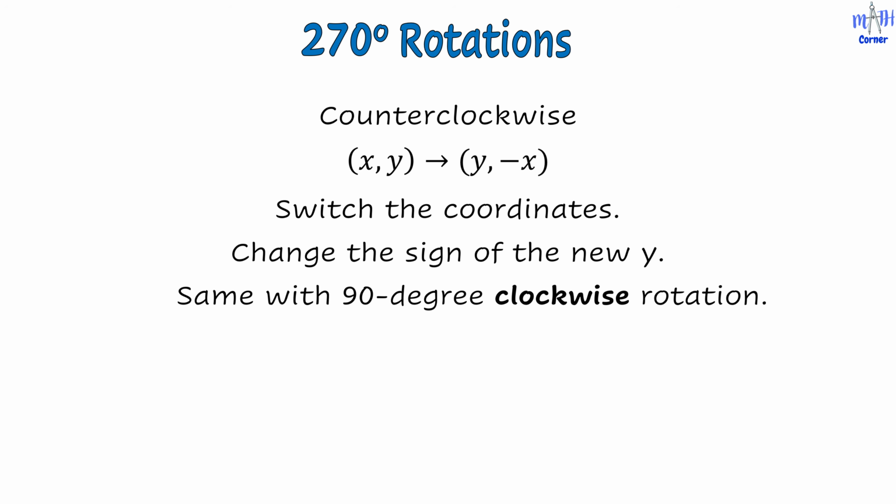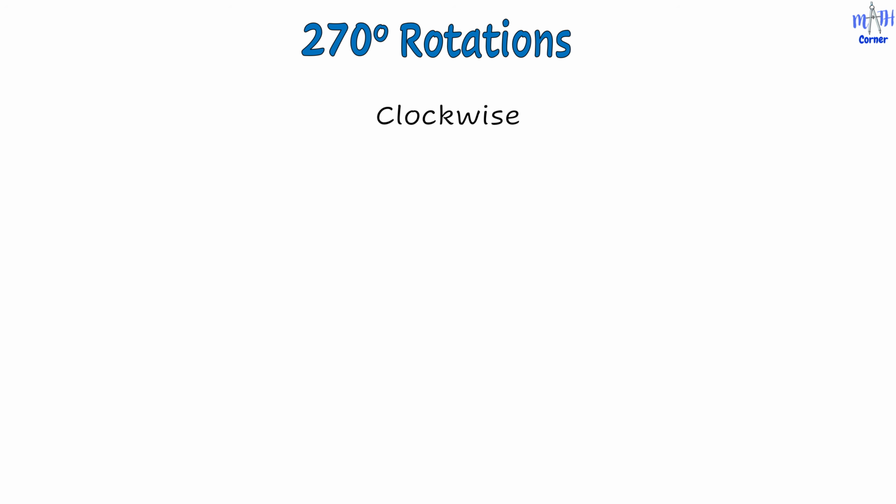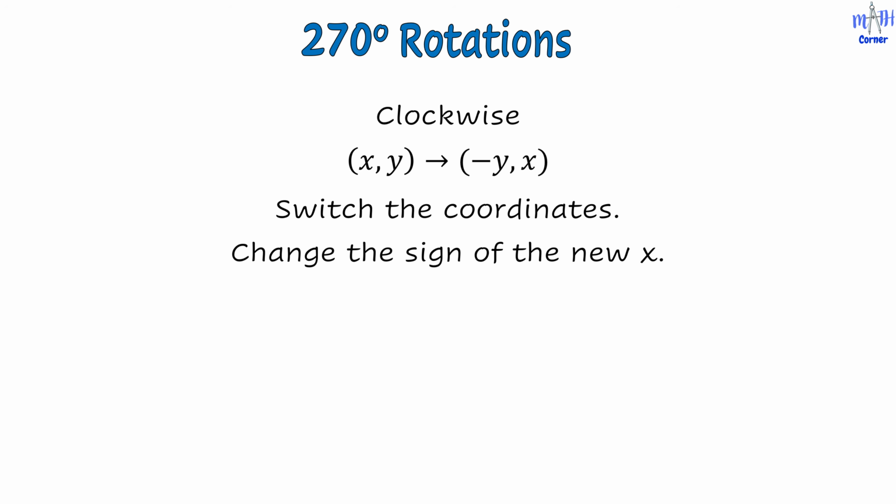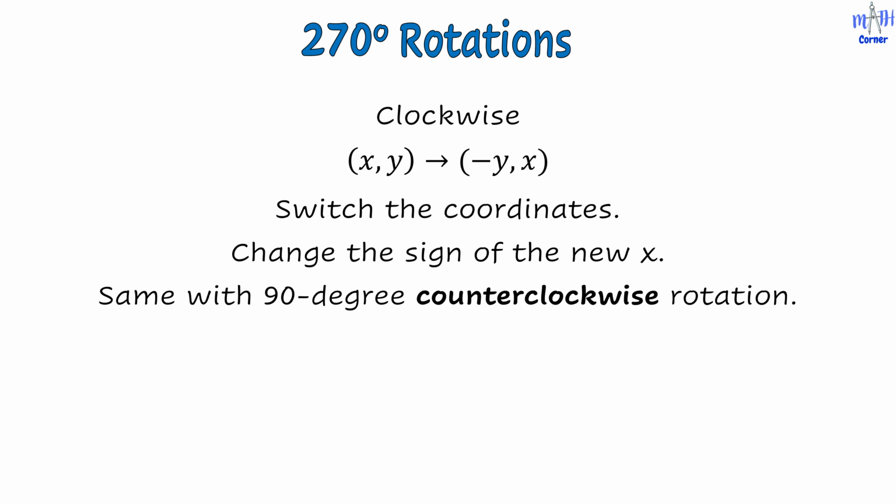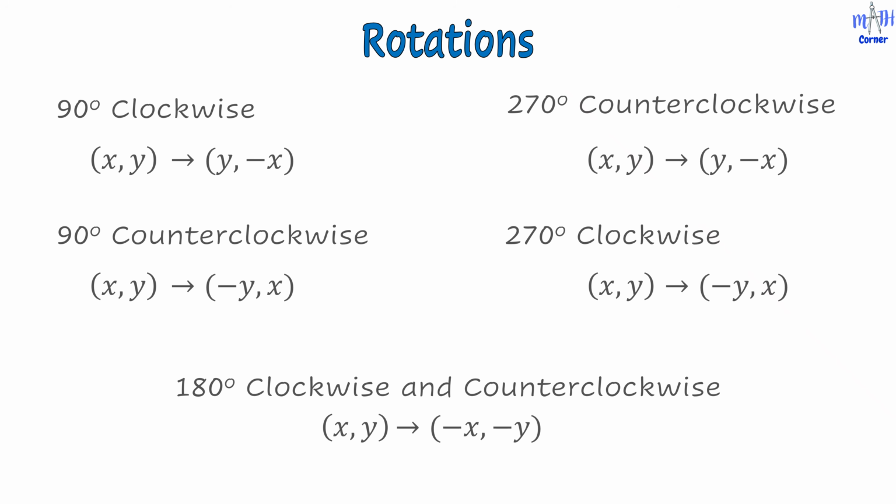For a 270-degree clockwise rotation, this is the rule. (x, y) becomes (-y, x). That means we will switch the coordinates, and we will change the sign of the new x. And that's it. Rotations in the Cartesian plane become easy once you stop memorizing blindly and start understanding the patterns. Practice a few examples, and it will become automatic.